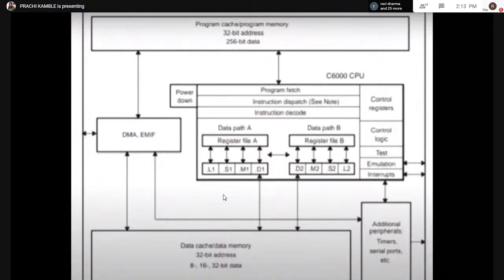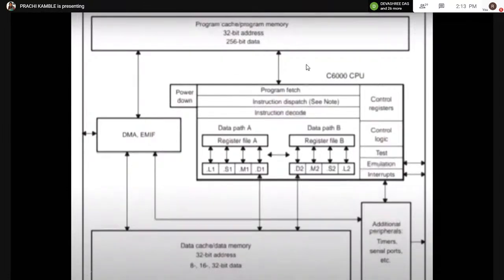Now let's come to the CPU part. The CPU is called the central processing unit, where every instruction is processed. Okay, as well as all the instructions and signals are controlled and handled by this CPU unit, right? So in this CPU, the first block is program fetch, then there is instruction dispatch, and third is instruction decode.